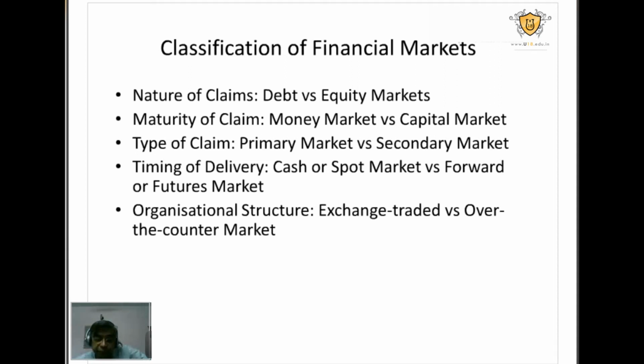Primary market is where the initial issue is made. So if a public issue is made, or the first time shares are issued, that is the primary market. Secondary market is when we trade in those instruments. So whether it is a debt instrument or an equity instrument, it is issued in the primary market and then traded in the secondary market.